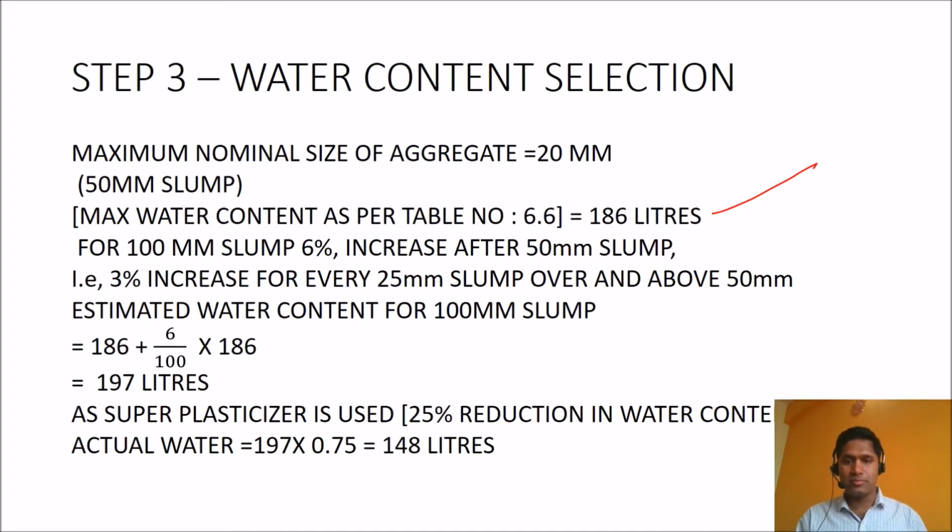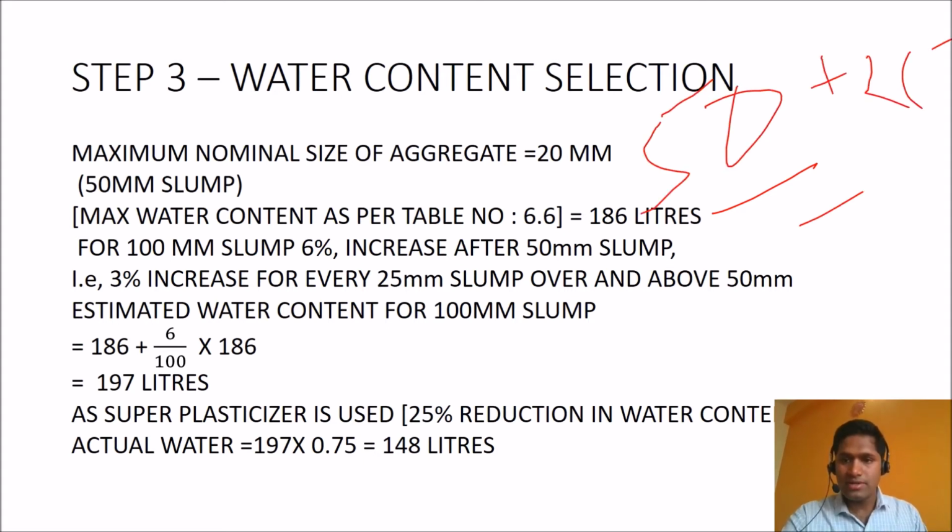For the given aggregate, the maximum nominal size is 20 mm. If 50 mm slump is required for the 20 mm aggregate, water content comes to 186. But in this case, we need a slump of 100 mm. It means that for every 25 mm slump increment, you need to increase the water by 3%. So how many 3% increments do we need here? Up to 50, we have 186 liters. After 50 there is 25 mm, and 100 mm is 50 plus 25 plus one more 25.